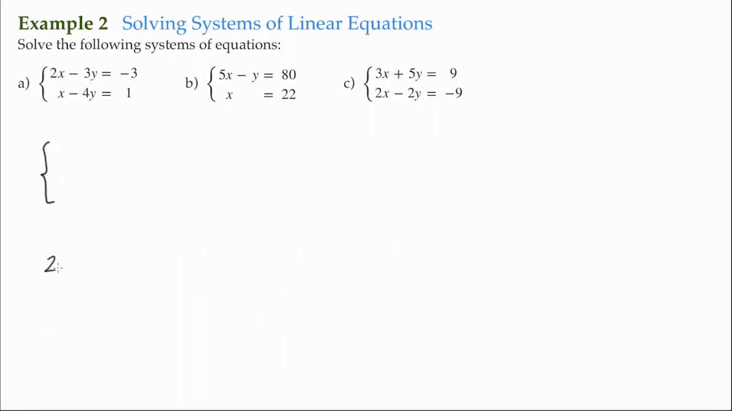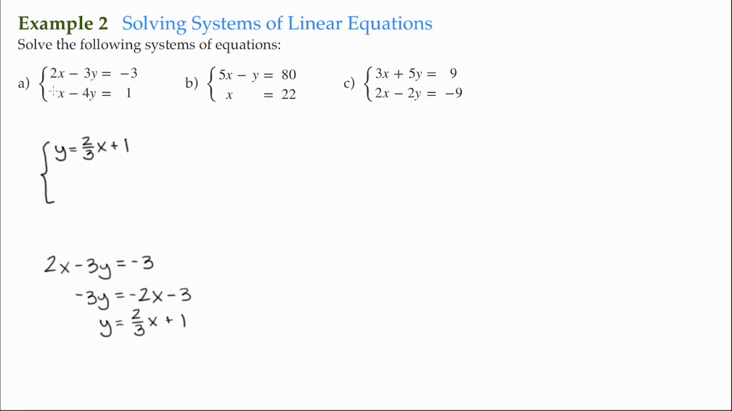So here I have 2x minus 3y. That's equal to negative 3. That's our first equation. We'll solve for y. That'll be negative 3y, that's equal to negative 2x minus 3. Divide everything by negative 3. Y is going to be equal to 2/3 x plus 1. So I'm going to rewrite this first equation in slope-intercept form, which is y is equal to 2/3 x plus 1.